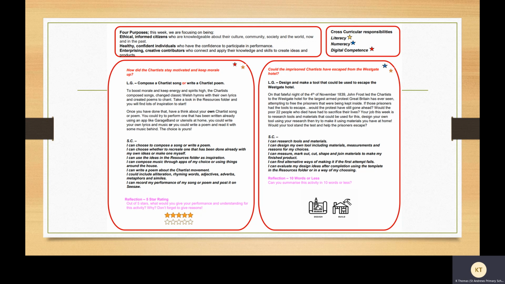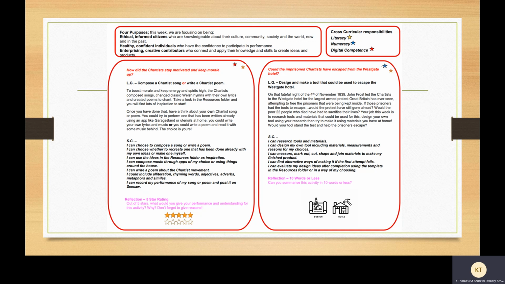Now, if you take a look in the resources folder, you will find lots of inspiration before you start. Once you've done that, have a think about your own chartist song or poem. Maybe you could perform one that has already been written using an app like GarageBand or utensils that you have at home. You could write your own lyrics and music, or perhaps you could write a poem and read it out with some music behind. The choice is yours. Remember to check the success criteria closely. That will help you know what you need to do to be successful in this task. And you can also see if you've missed something out.